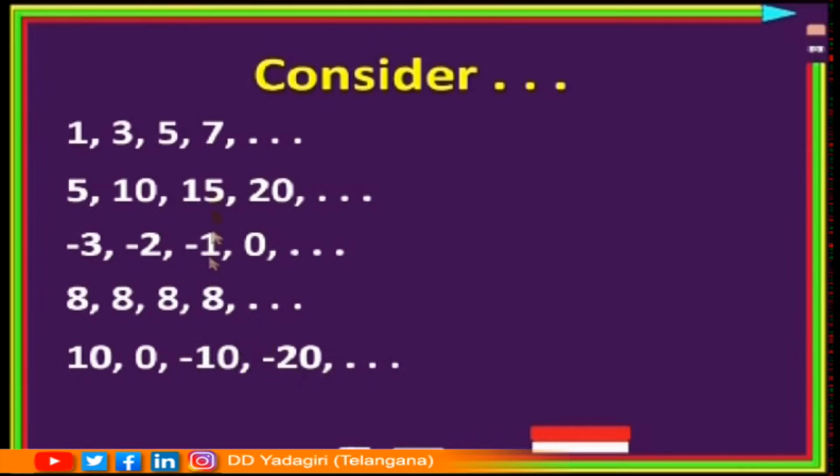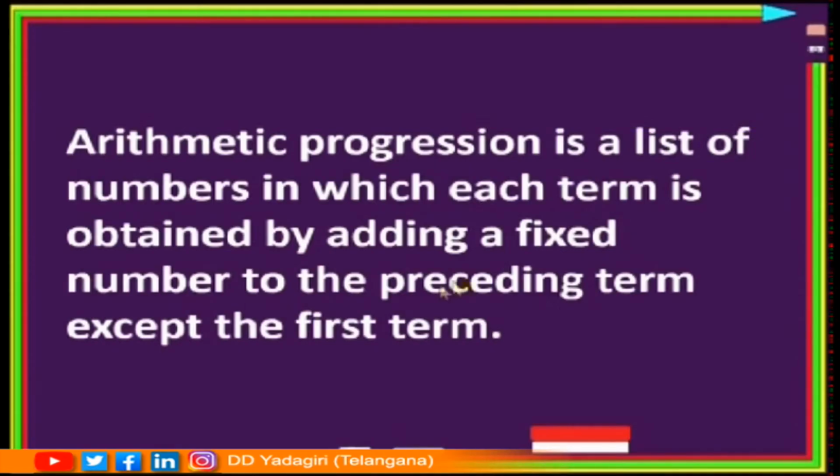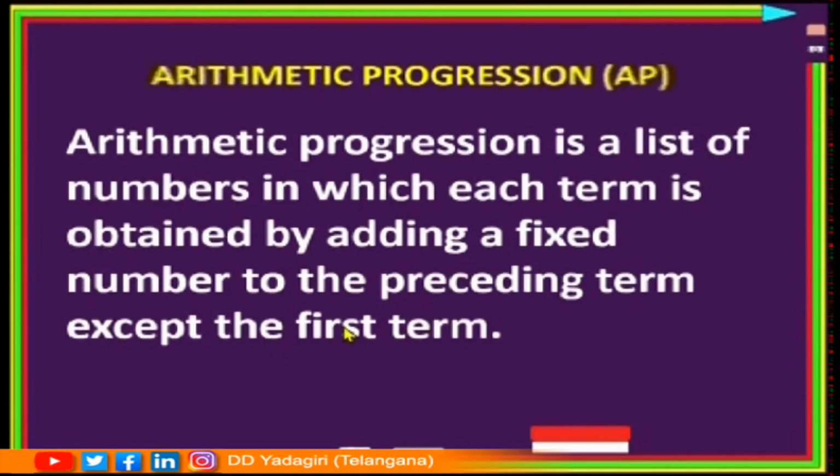20, like that. So these are the sequences which are following some particular rule, that is we are getting each term by adding a fixed number to the preceding term except the first term. So these types of progressions are called arithmetic progressions. Okay, let us see. The arithmetic progression is a list of numbers in which each term is obtained by adding a fixed number to the preceding term except the first term. So that is called arithmetic progression.